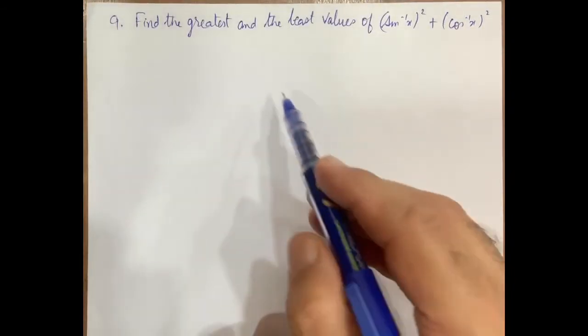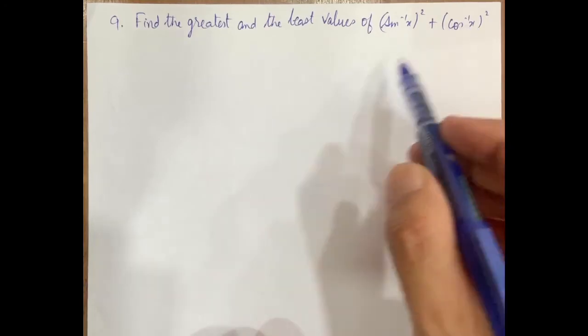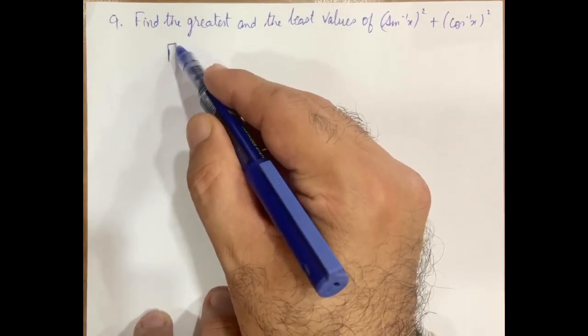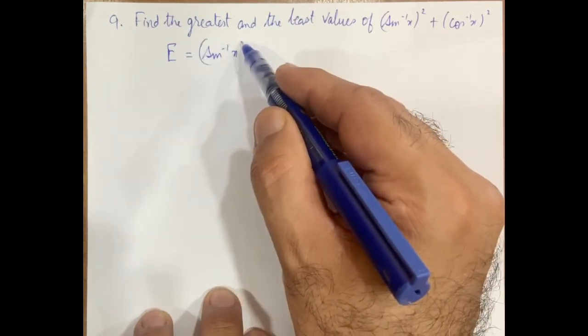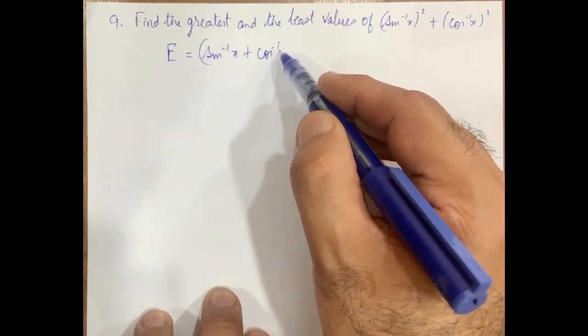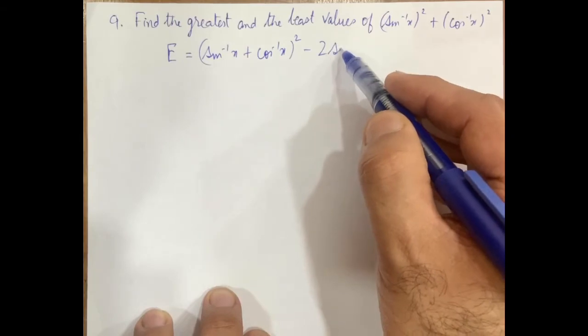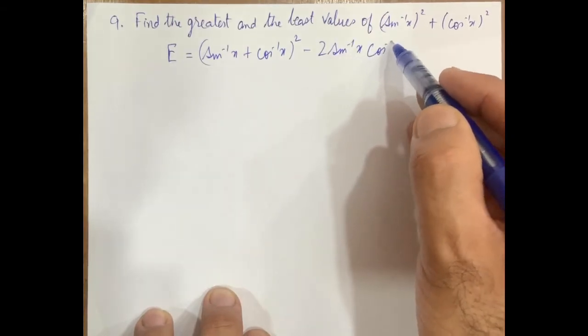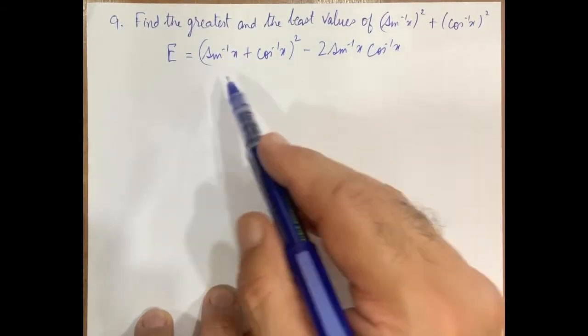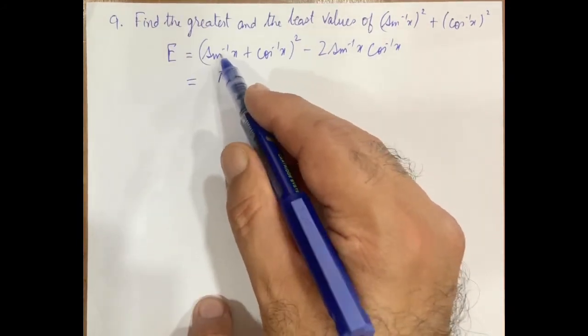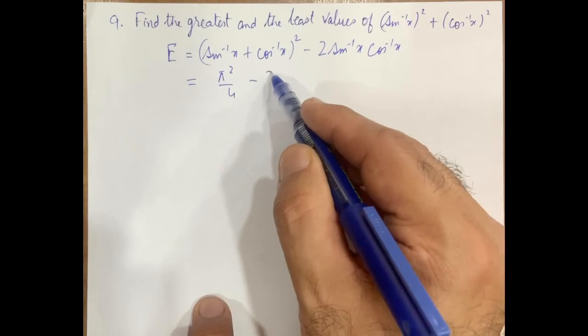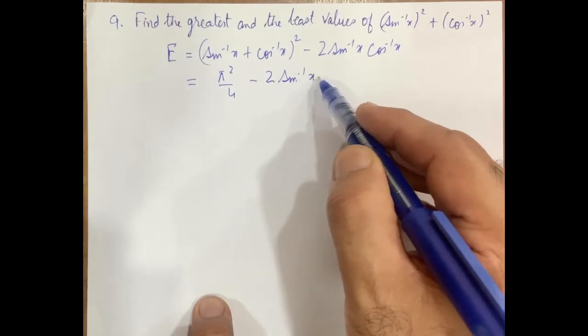We have to find the greatest and the least values of this expression. Now the expression, let's say, is E. This can be written as sin inverse of x plus cos inverse of x, whole square, minus 2 sin inverse of x into cos inverse of x. a square plus b square is a plus b whole square minus 2ab. This is pi by 2, so pi square by 4 minus 2 sin inverse of x.